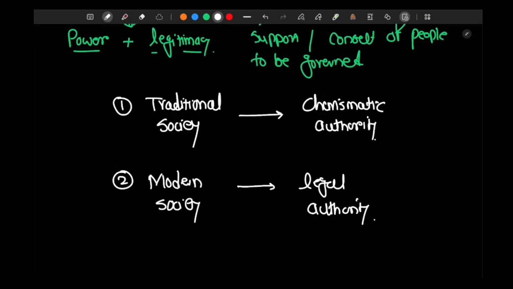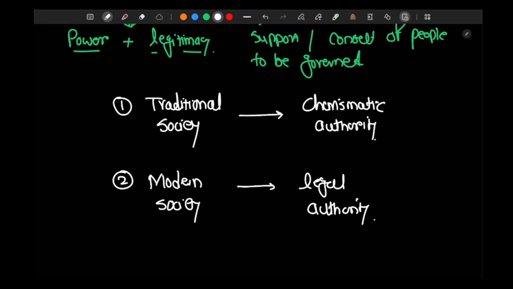But in modern society, let's say Europe, a more mature Europe, let's say Germany or France, where people are mature, people realize what is good for them, what is bad for them, who will be able to govern them and who will listen to them and give better solutions. In modern societies, people are rational.